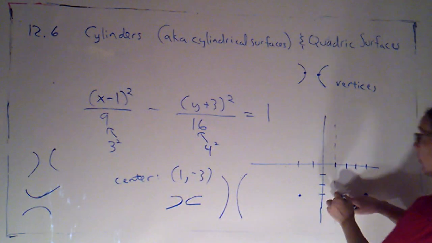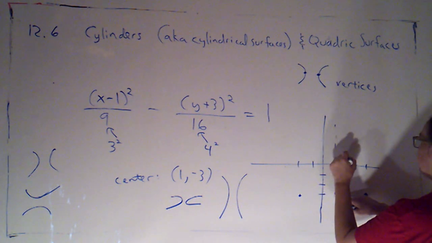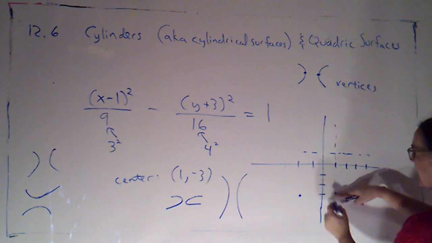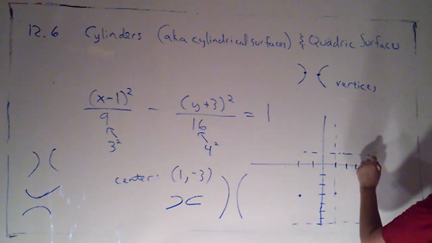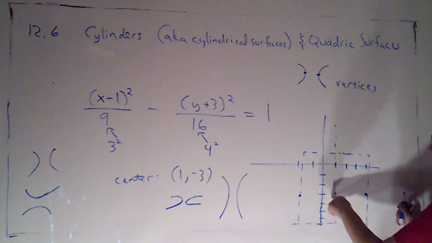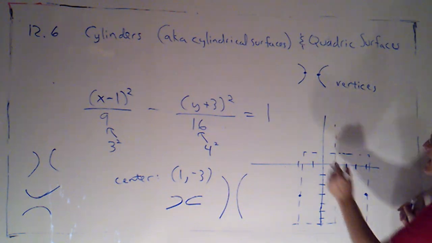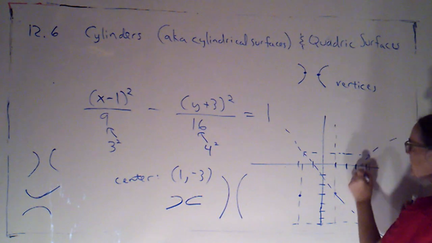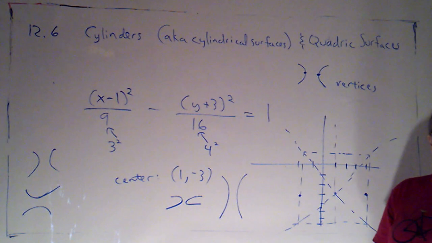So I am going to, from center, count up 1, 2, 3, 4, but I'm not going to put a point there. I'm just going to mark off that height, and I'm going to come down 4. And again, I'll mark off that height. I'm going to just draw in this box that I've created by going 3 left and right and 4 up and down. The diagonals of that box are going to be the asymptotes for my hyperbola.